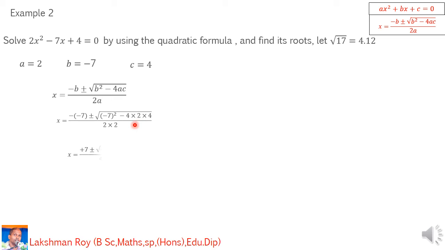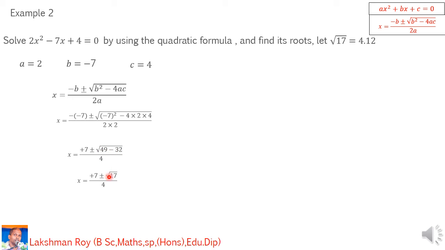Then you can simplify this negative sign multiplied by negative sign, so negative into negative is positive 7. Then within the square root, negative 7 squared, you know students, negative 7 into negative 7 is positive 49. If you multiply these three numbers, 4 into 2 is 8, 8 into 4 is 32, but negative, right? Then within the square root you subtract 32 from 49, then you get 17, right?